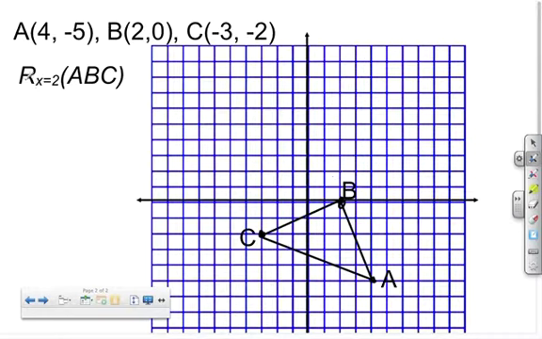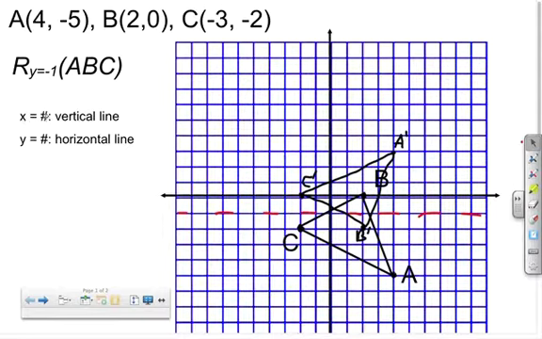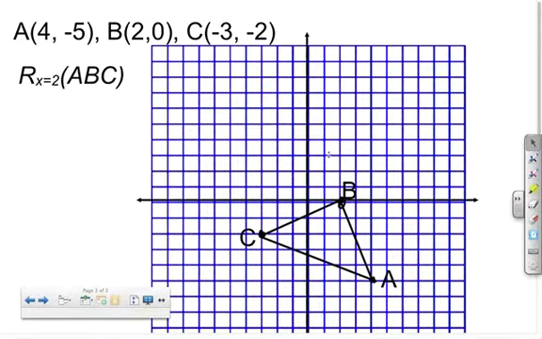Looking at the next example, same triangle, same notation. This time I'm reflecting over the line x equals 2. Well, if you look at the previous screen, what did I say about x equals a number? I said it's a vertical line. So x equals 2 will be a vertical line passing through 2. It's going to be this line. Okay, so there's our line of reflection.